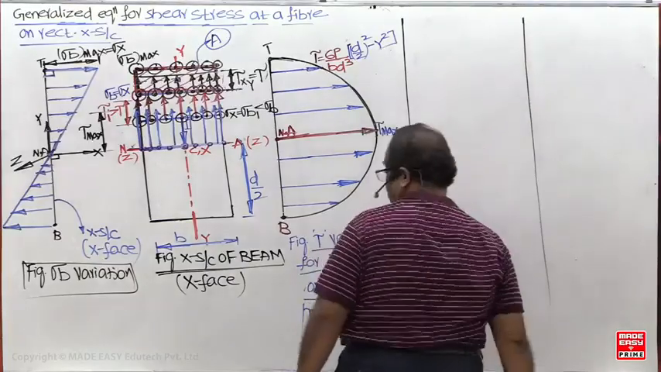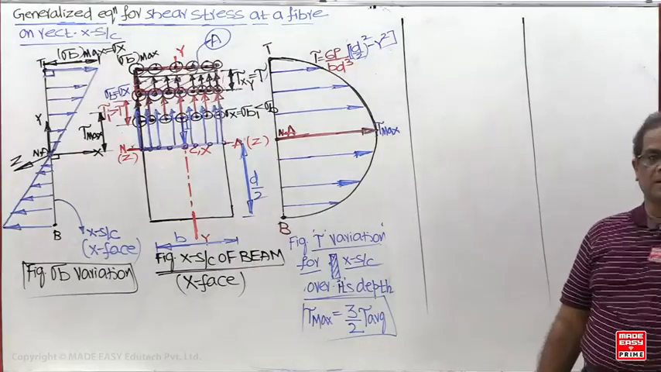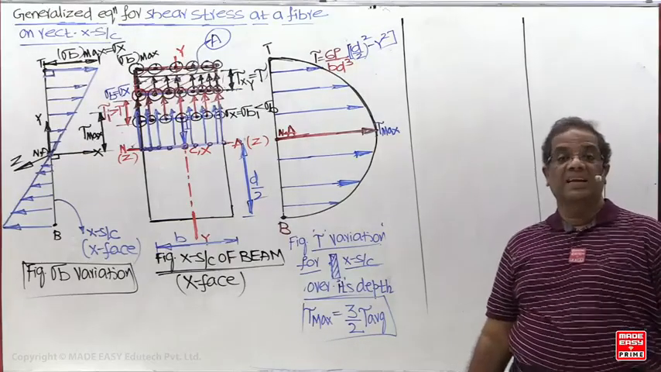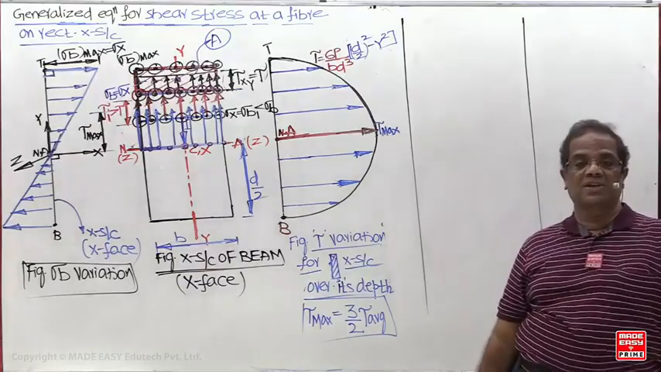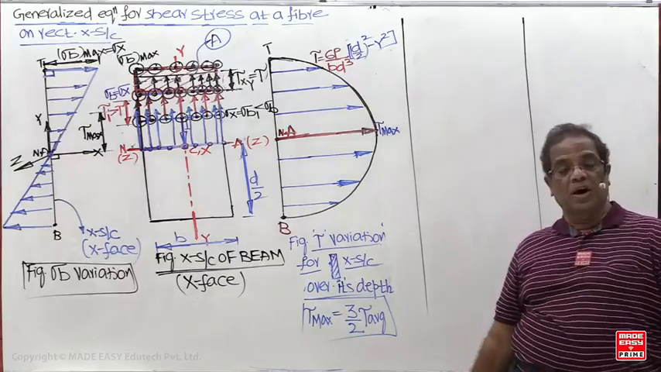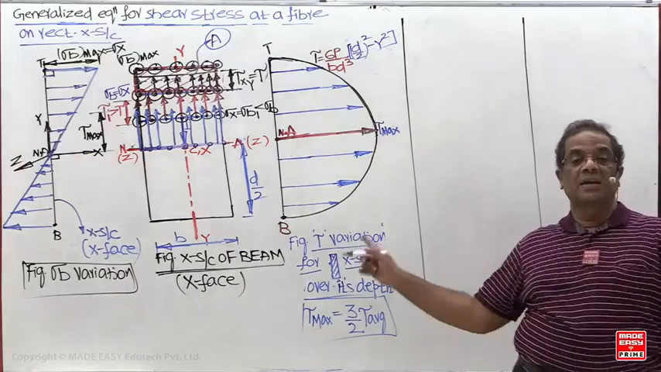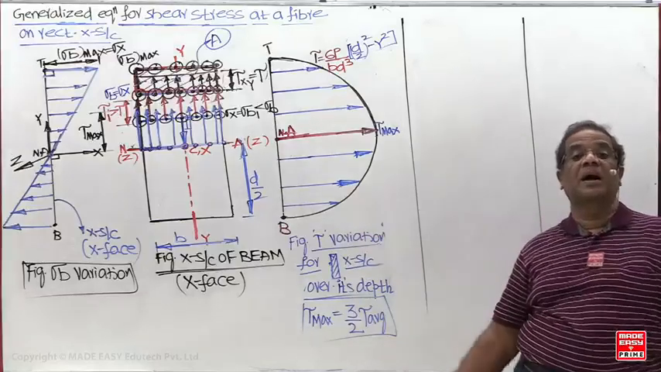On the cross section, you have studied four stresses: two shear stresses and two normal stresses. Axial and bending, that comparison you have studied. Axial and bending stress variation, bending and torsional shear stress you have studied. And this one is about the bending and shear stress. This is always possible under simple bending.